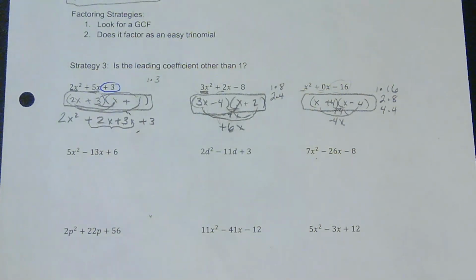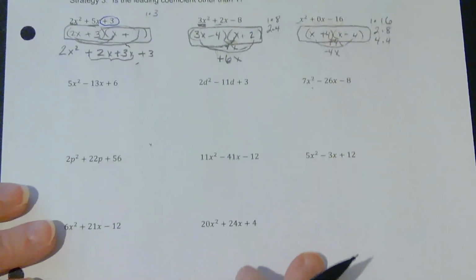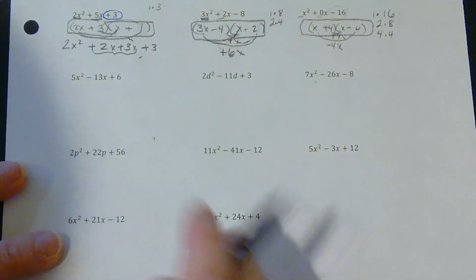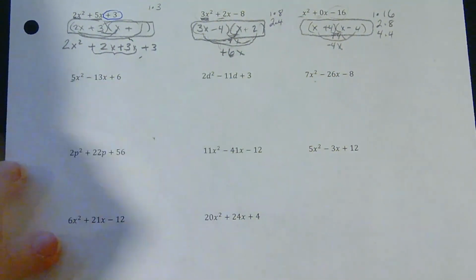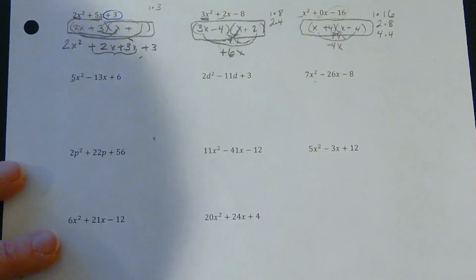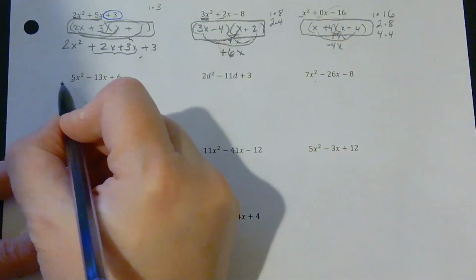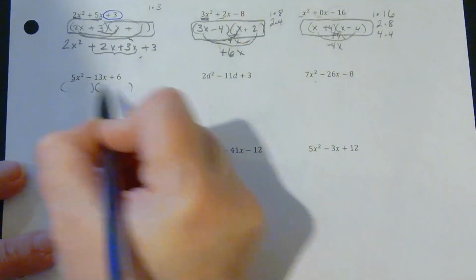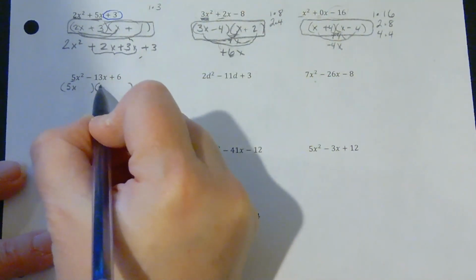Alright, I'm going to work through this next row now. So starting here with 5x squared minus 13x plus 6, I can see this is not an easy try because I have a 5x squared. So I'm going to start off by putting 5x and x.